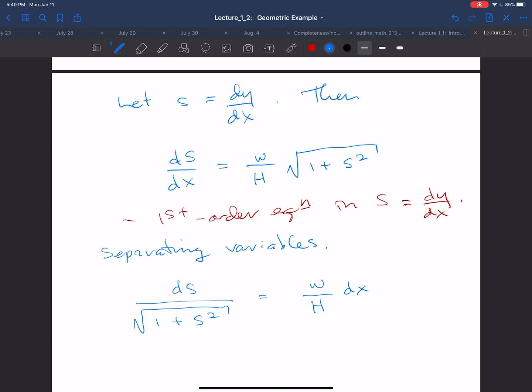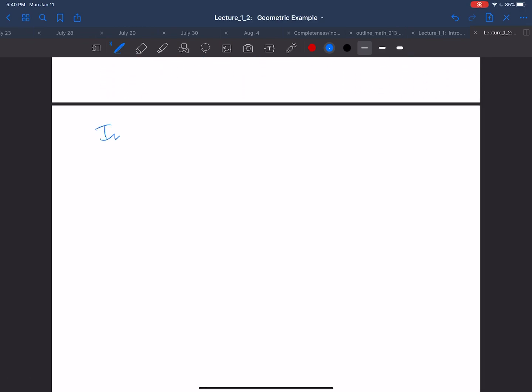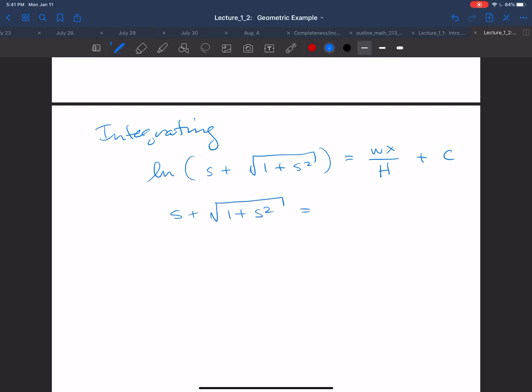Once again, we just have to integrate both sides of the equation. And if we do that in this case, we get the ln of s plus the square root of 1 plus s squared equals wx over H plus a constant of integration. And as before, I've lumped two constants of integration together into one. Now we can again use exponentiation. So we get that s plus the square root of 1 plus s squared equals some other constant, let's say this is c1, then another constant c2 times e to the wx over H, where this c2 is just e to the power c1.